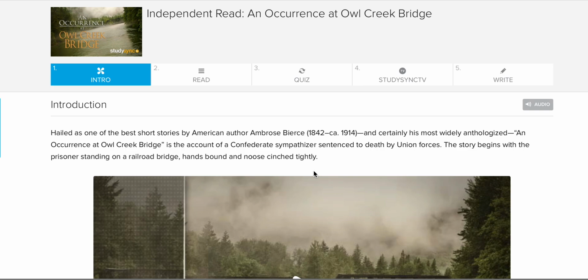Owl Creek Bridge is one of the best stories written by Ambrose Bierce, who lived from 1842 to 1914, and it is actually a story with a historical background. So you cannot study this story without knowing the historical background of it. It is the account of a Confederate sympathizer sentenced to death by the Union forces.